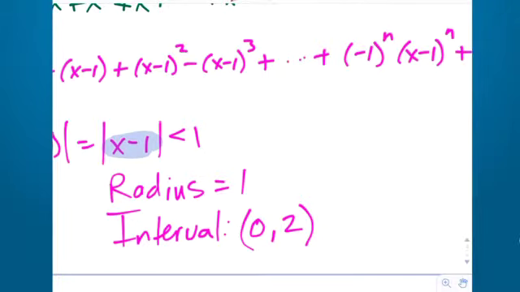So there's a quick way, and that's kind of why it's nice to recognize it again as a geometric series. You can get the radius of convergence and the interval of convergence very, very quickly. Again, if you want to draw this little picture, here's your center. Your center is at 1. You're going plus 1 to the right, minus 1 to the left.